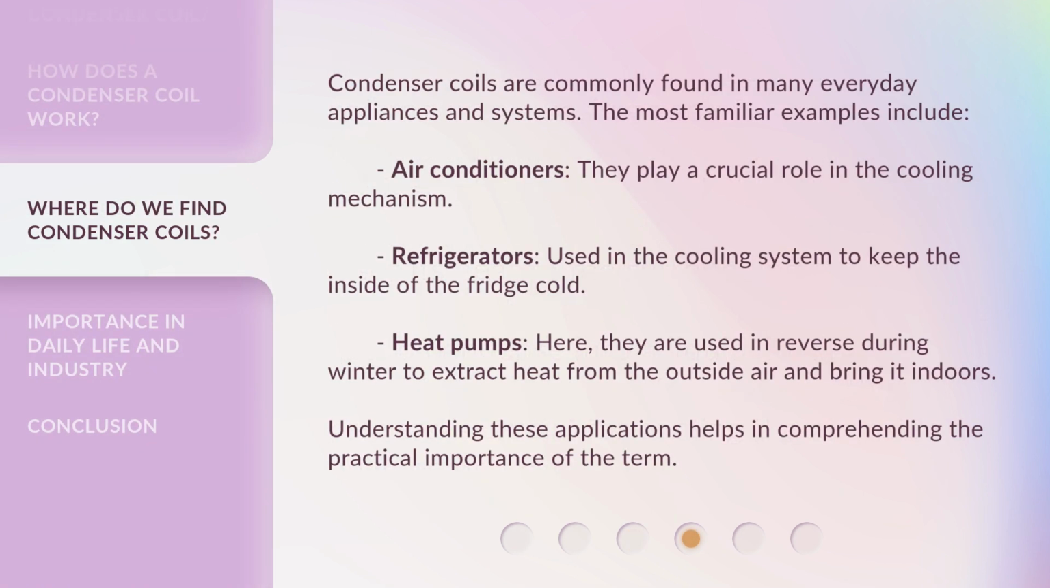Condenser coils are commonly found in many everyday appliances and systems. The most familiar examples include air conditioners. They play a crucial role in the cooling mechanism. Refrigerators: used in the cooling system to keep the inside of the fridge cold. Heat pumps: here, they are used in reverse during winter to extract heat from the outside air and bring it indoors. Understanding these applications helps in comprehending the practical importance of the term.